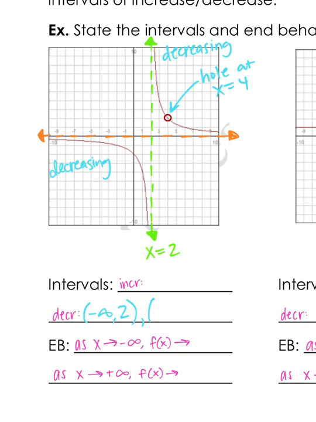Then we're going to come up here, and it's going to go from 2 to this hole. So remember, it's not going to exist at the hole, so we're going to have to do an interval of decrease right here. So from 2 to the hole, which was at x equals 4.